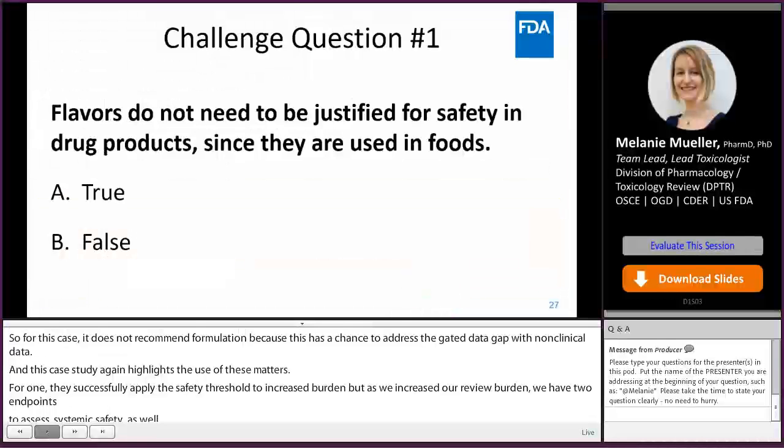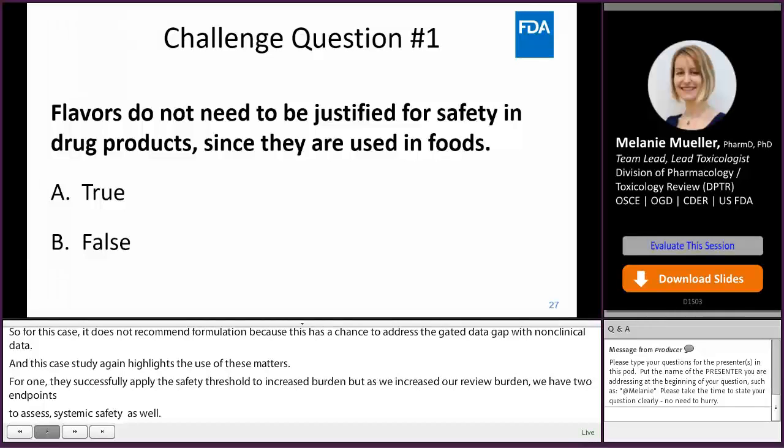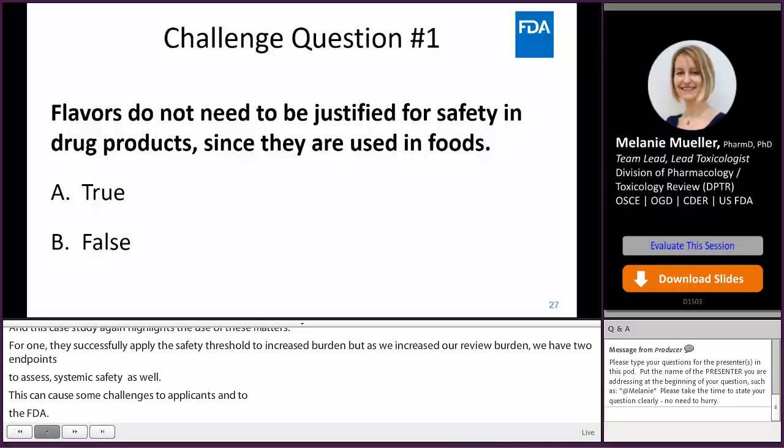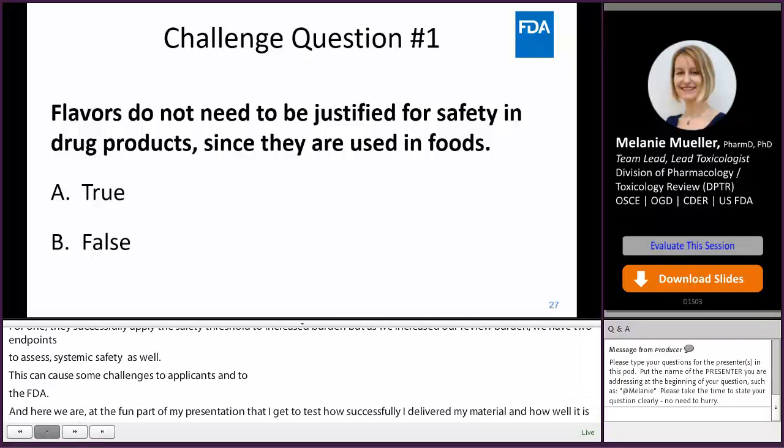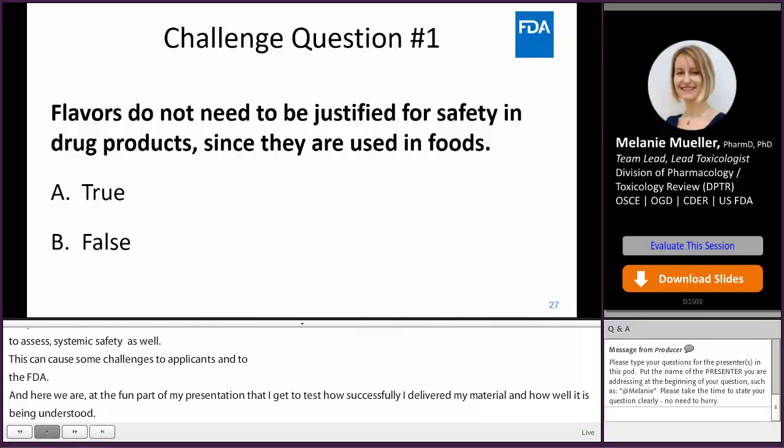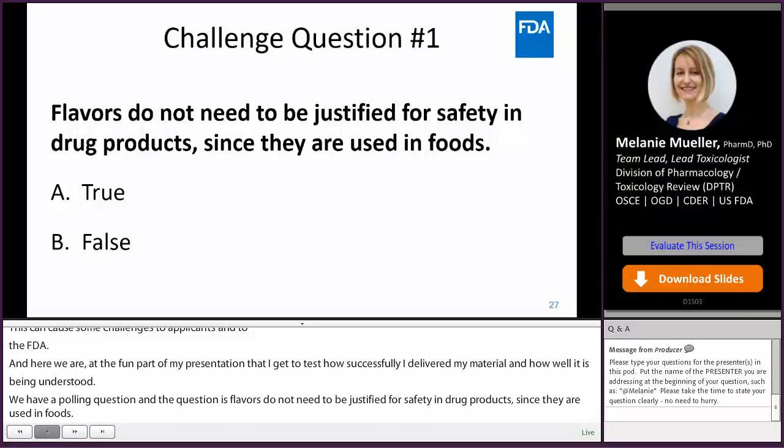And here we are at the fun part of my presentation, where I get to test how successfully I delivered my material and how well you paid attention. We have a polling question, and the question is, flavors do not need to be justified for safety in drug products since they are used in foods. Is that A, true, or is that B, false? I'll give you a couple of seconds. The polling should be popping up, and please answer accordingly.